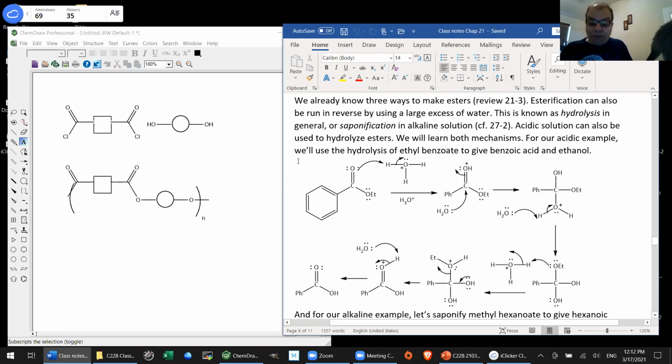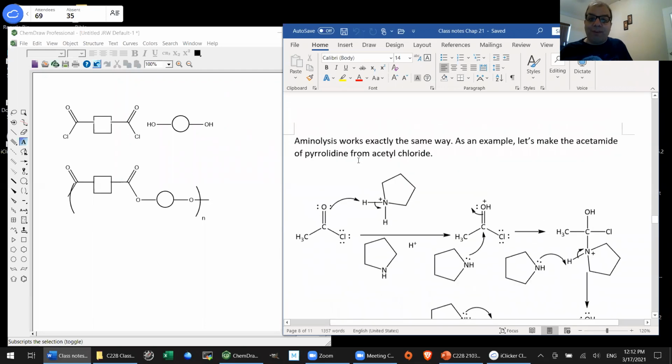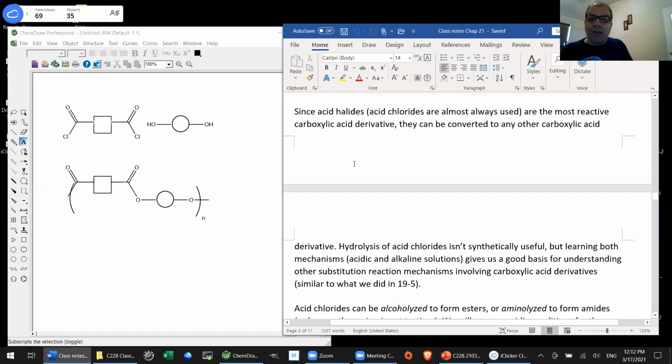How do you know which direction it will be running in? Well, you control that by the solvent. Remember that when we were doing, in fact, I should be able to call up Fischer esterification here.